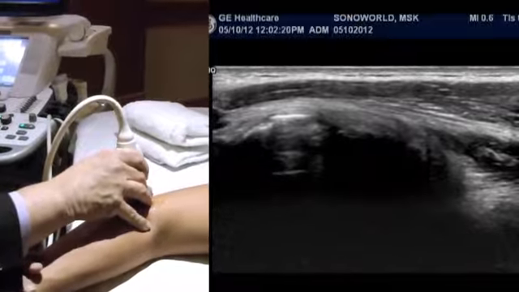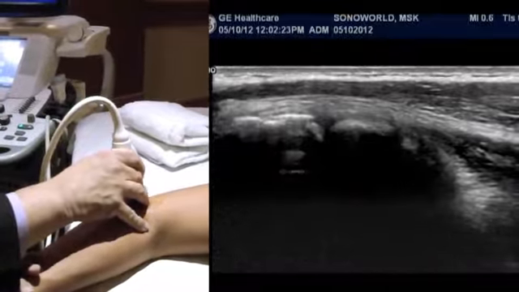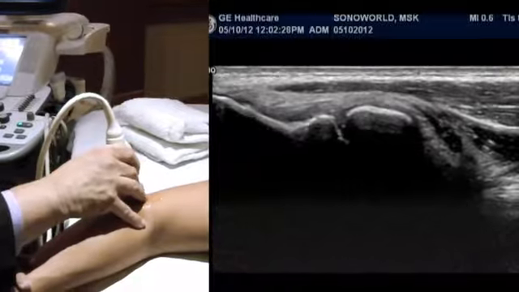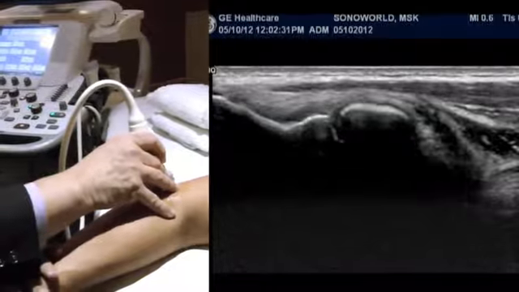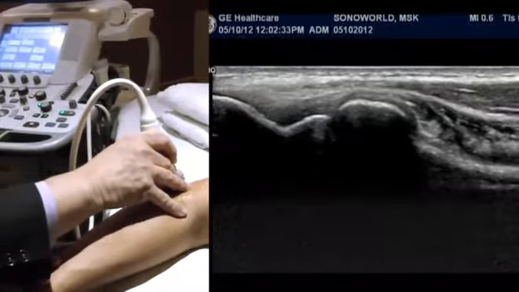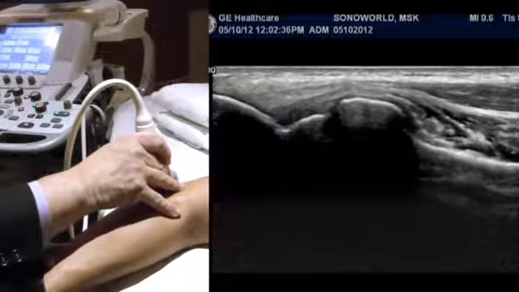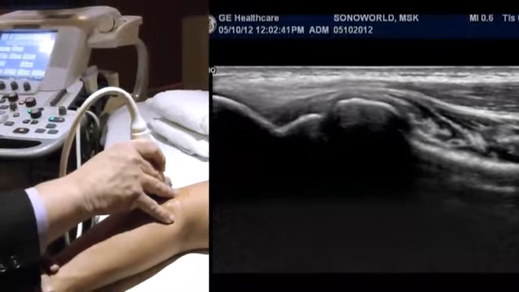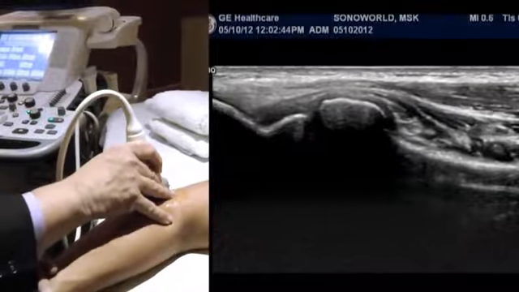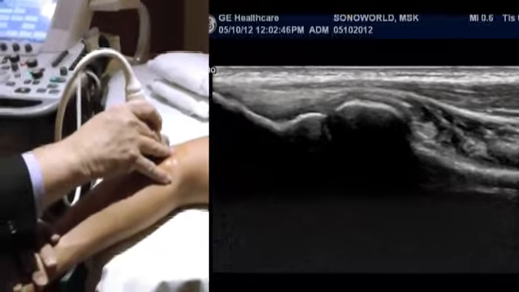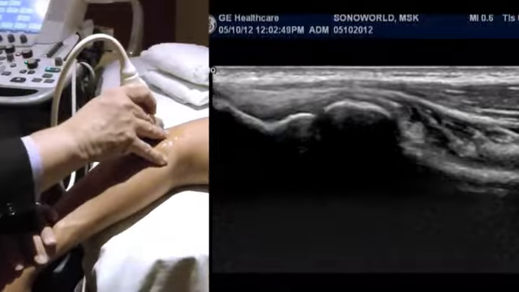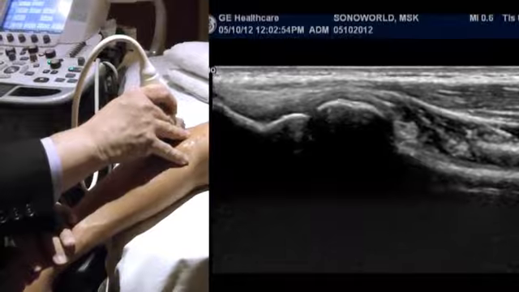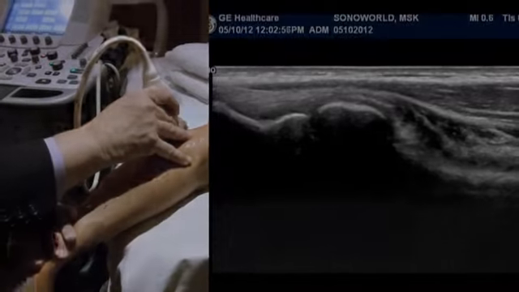And here you could see mostly the common extensor tendon inserting onto the radial epicondyle. And you could also appreciate at this level the difference in echogenicity of the radial collateral ligament and that of the fibrillar pattern of the tendon. A varus stress against the corner of the table will show that you are stretching the radial collateral ligament. This is the maneuver that will accentuate any defects of the radial collateral ligament.